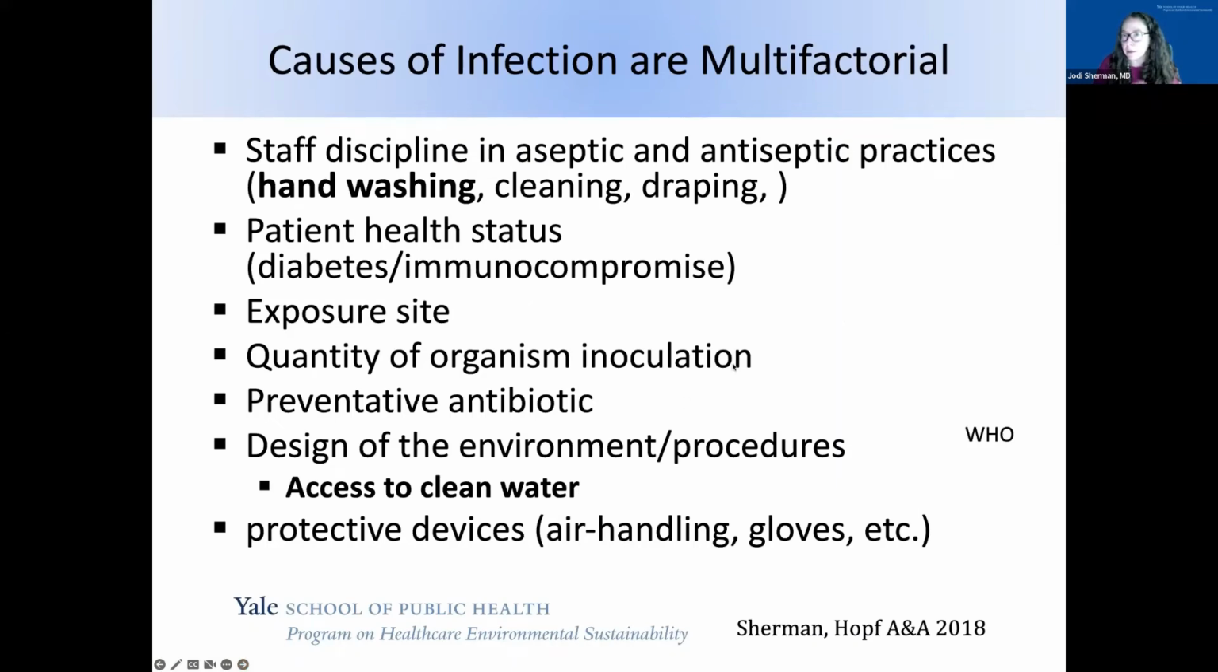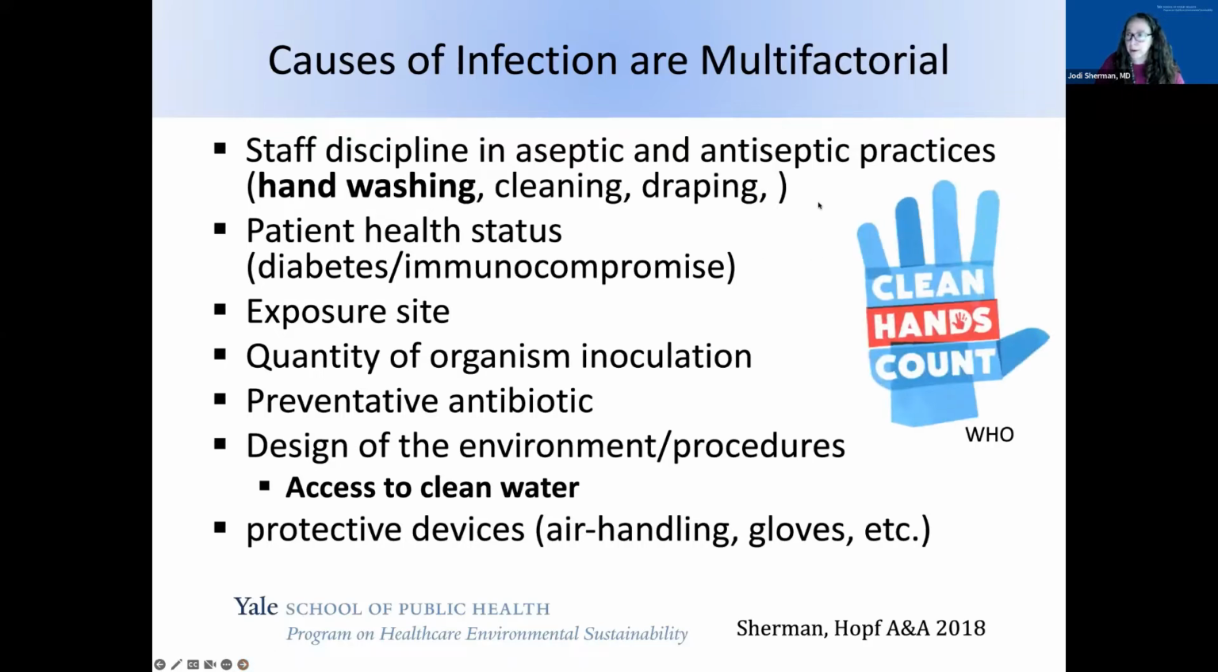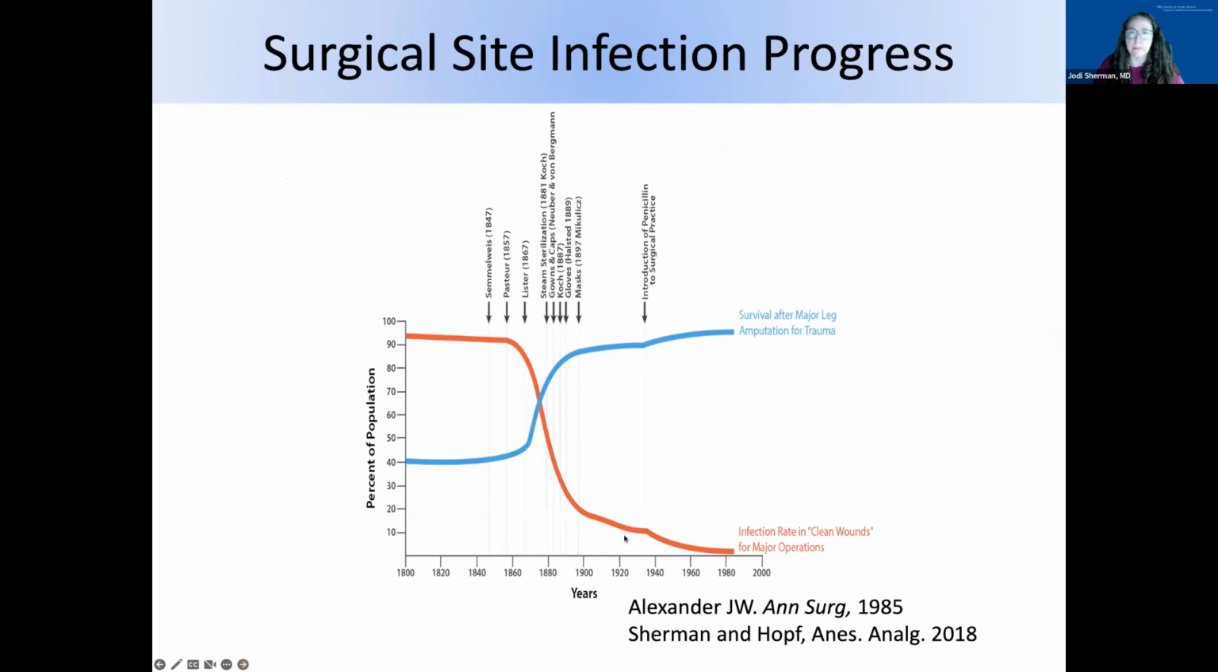But importantly, the causes of infection are multifactorial. Whether or not we have good staff discipline with aseptic, antiseptic practices, patient health status, whether or not they're immunocompromised, have diabetes, the exposure site, the quantity and the virulence of the organism, and so forth. And most importantly, we know the two most important things are proper hand washing and host defenses. And we are not going to cure either of these issues with single-use disposable items. We can cross-contaminate with a disposable item just as clearly as we can with a reusable item.